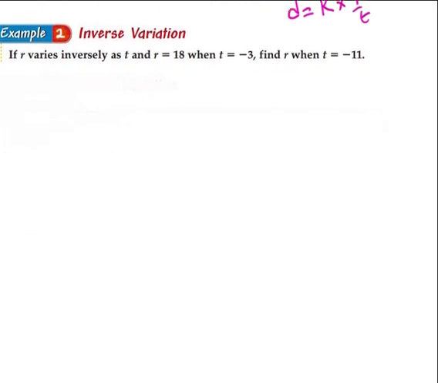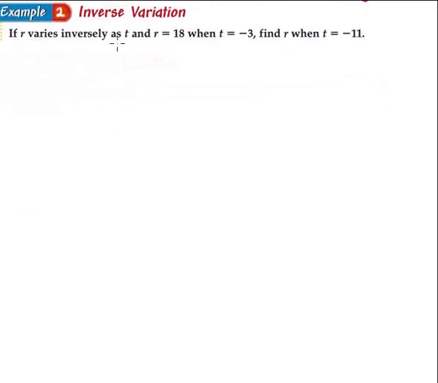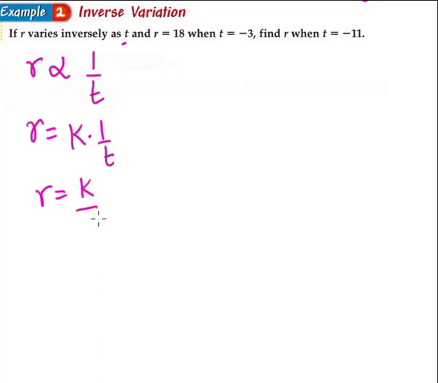Let's go to this example here. It says if r varies inversely as t and r equals 18 when t equals -3, find r when t equals -11. I'll just say r varies inversely as t, that's 1 all over t. This becomes r is equal to k. I've removed the variation symbol, so I introduce the constant of proportionality times 1 all over t. This becomes r equal to k times 1, which gives us k all over t.